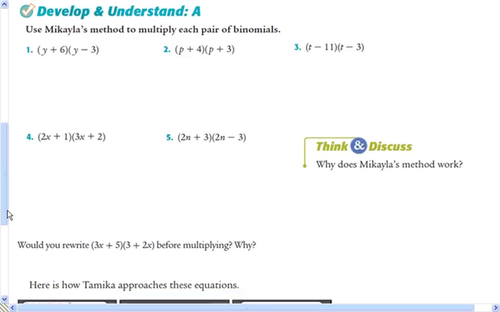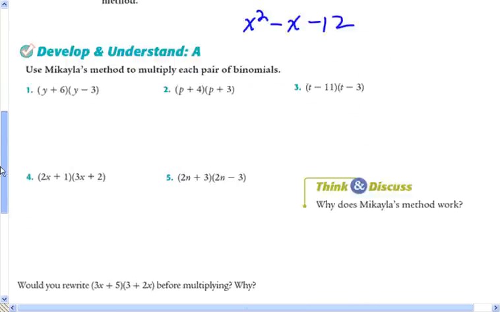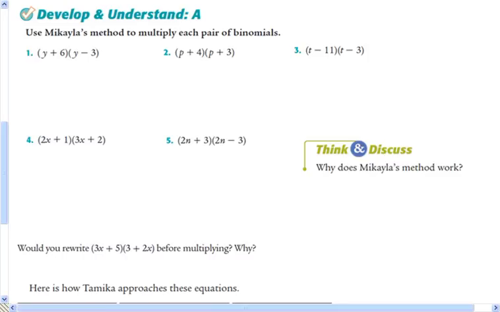I like to do number 5 here. So using Michaela's method, and I guess they call that the horizontal method. Some people do. You don't really need to know that, but so we're going to take this 2n times this 2n and this 2n times this minus 3. Then we're going to do this 3 times this 2n and then 3 times minus 3. So we get 2n times 2n is 4n squared. And then 2n times minus 3 is minus 6n.